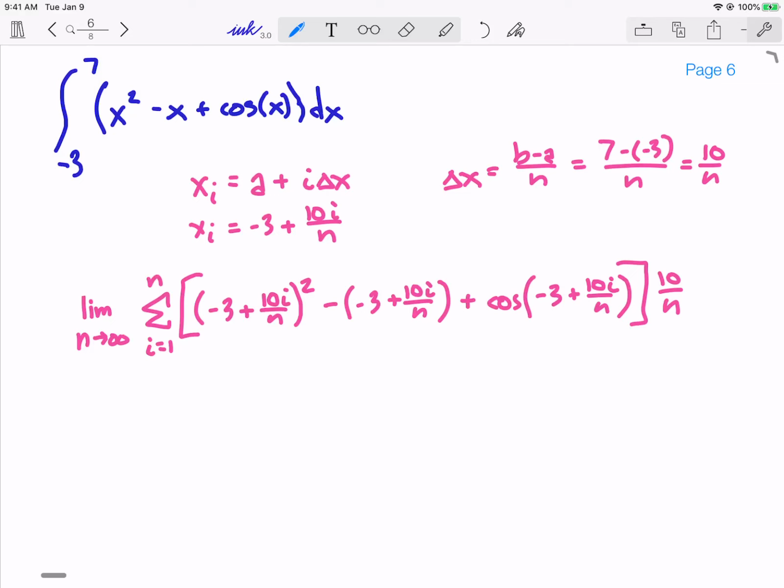And I politely drop my pen after I denote that this is the height of a given rectangle, and this is the width. And that's all you got to do to rewrite definite integrals as the limit of a summation.